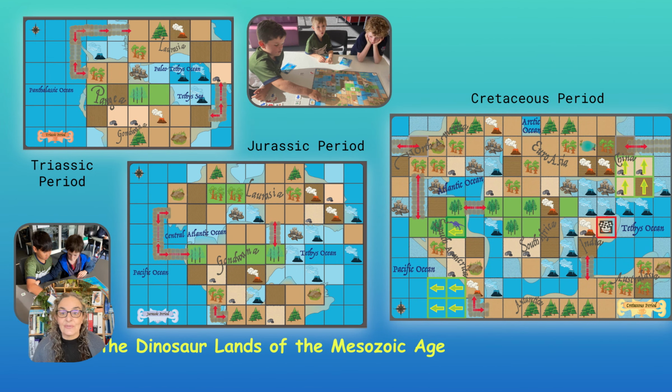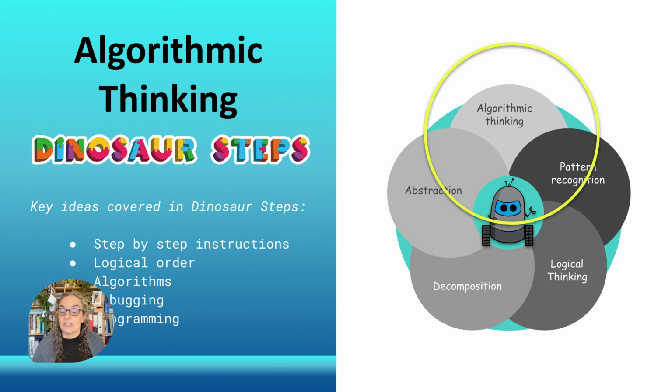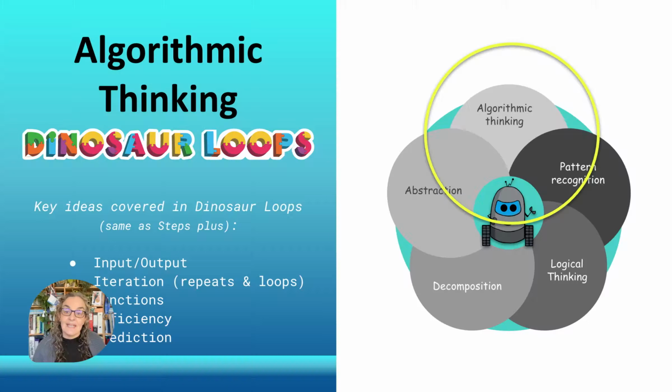Within Dinosaur Steps, like I mentioned before, the key areas to focus on were step-by-step instructions, logical order, what an algorithm is, debugging, and then converting algorithms into programs. This deepened and developed in Dinosaur Loops, but we also introduced inputs and outputs, so technological systems, iteration through repeats and loops, functions and procedures, efficiency, and prediction.